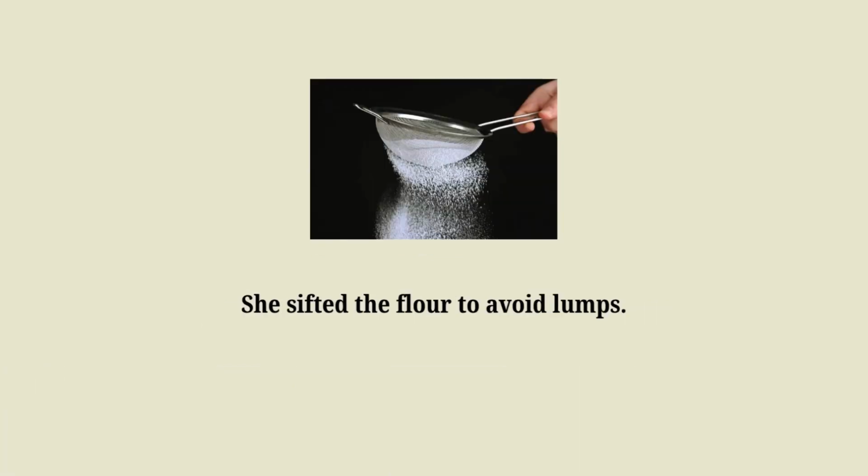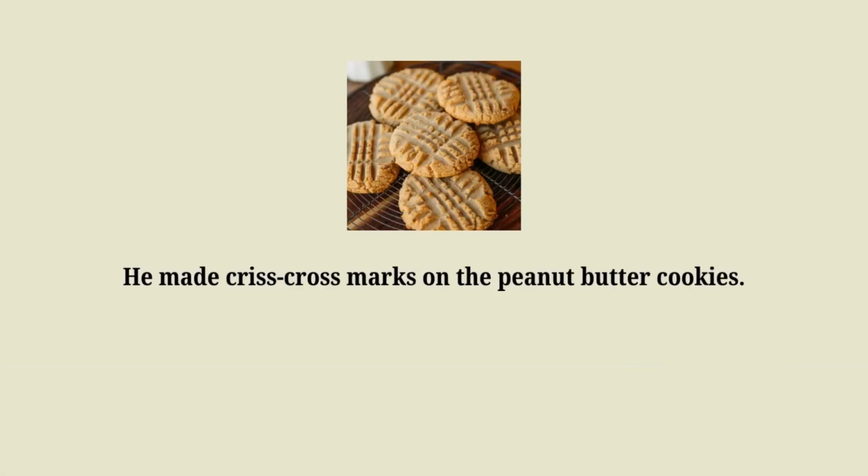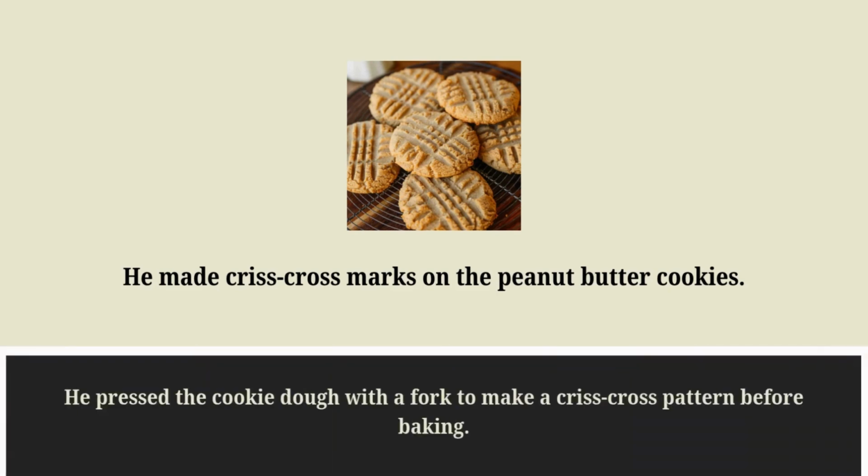She sifted the flour to avoid lumps. In simple terms, she passed the flour through a fine mesh to make it smooth and clump-free. He made crisscross marks on the peanut butter cookies. Means he pressed the cookie dough with a fork to make a crisscross pattern before baking.